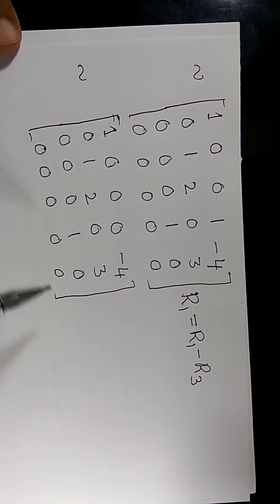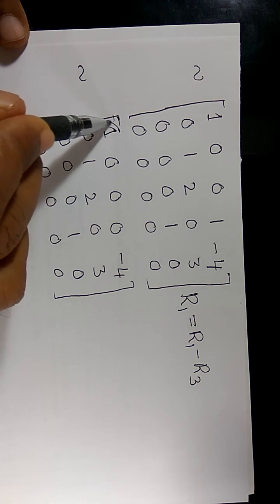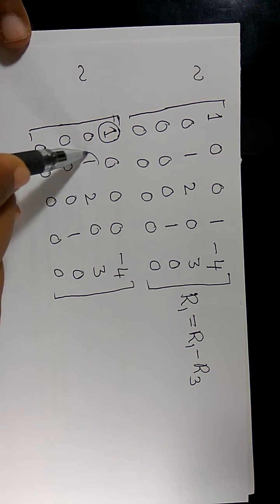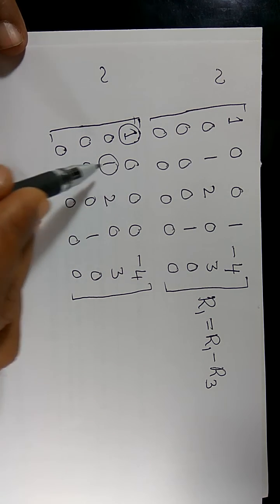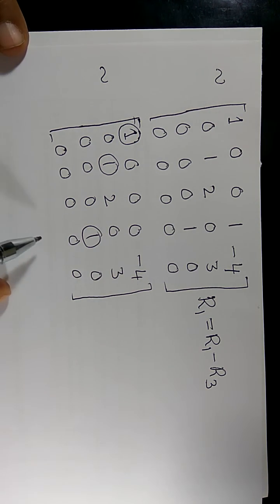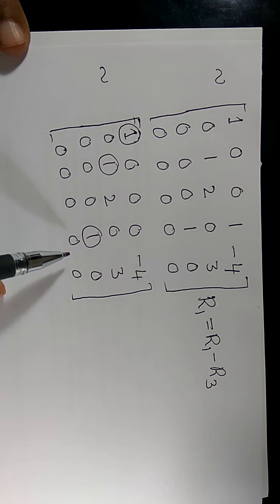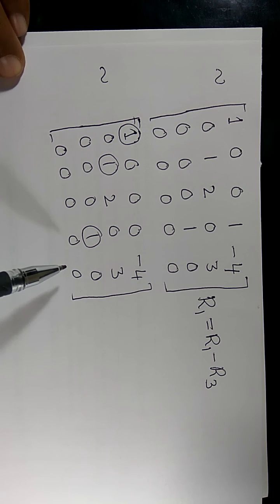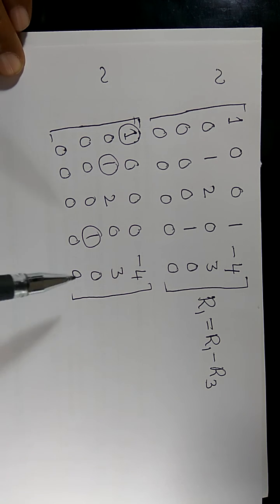Is it clear? Right? So now we can verify. 1 is the leading element, other elements are 0. 1 is the leading element, other elements are 0. 1 is the leading element, other elements in this column are 0. It means this matrix satisfies all the 4 conditions. Therefore it can be said that this matrix is a row reduced matrix.